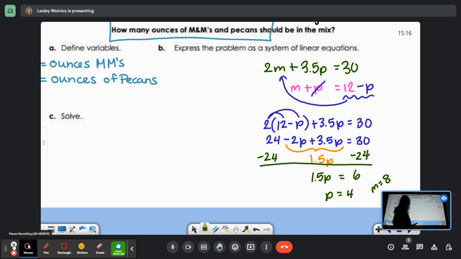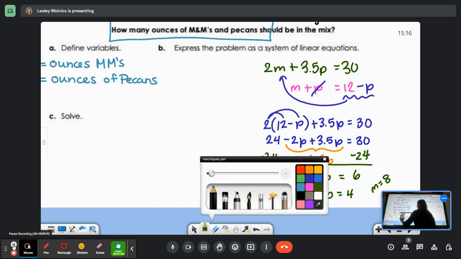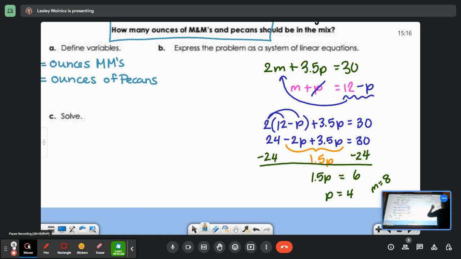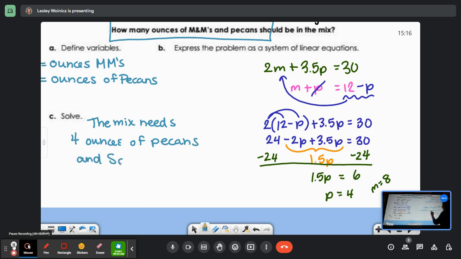All right, so now we just have to write a sentence. So, the mix needs 4 ounces of pecans and 8 ounces of M&Ms. Guys, that's it.